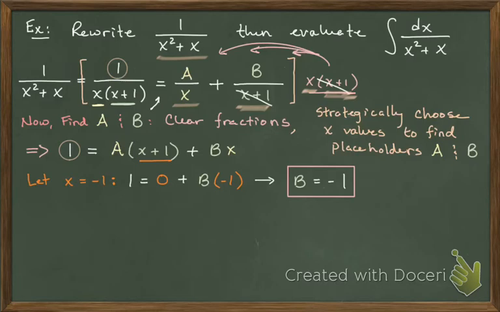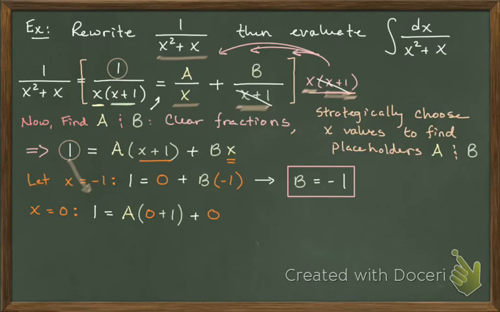Then I find the other placeholder by choosing a different x value, hopefully, so that I eliminate b but keep a. What x value would you choose? Well, what is being multiplied by b? It's x. To eliminate b, I would let x be 0. So when I let x be 0, I've got 1 on the left again. a is multiplied by 0 plus 1, and b is multiplied by 0.